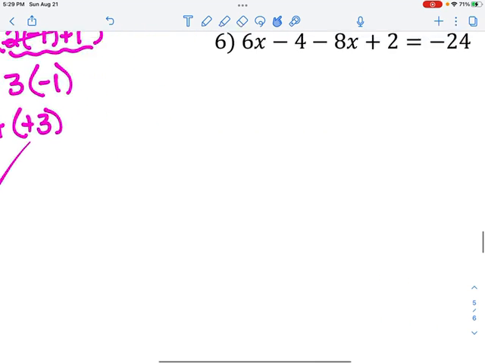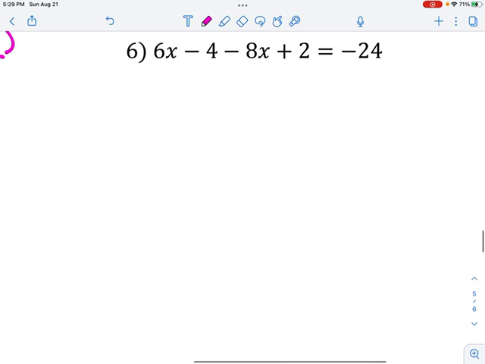All right, let's try this last one, number 6 here. So we start off and we look, do we have any like terms? Well, this time we have quite a few. So I have this 6x and I also have this 8x. So what I'm going to do is put those together first. So I have a positive 6x, I have a negative 8x, so that's going to get me a negative 2x.